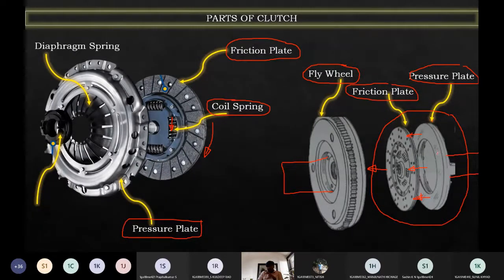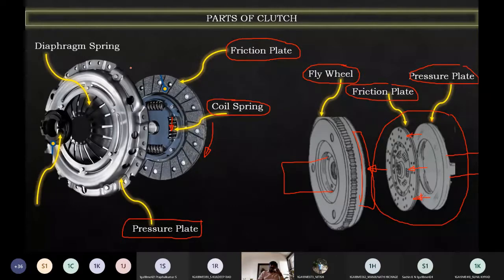Because of this pressure plate, the entire friction plate will be attached to the flywheel. This is what the concept is. So the entire friction plate will be attached to the flywheel. Because of friction, there will be a motion. Now, how do we disengage it?